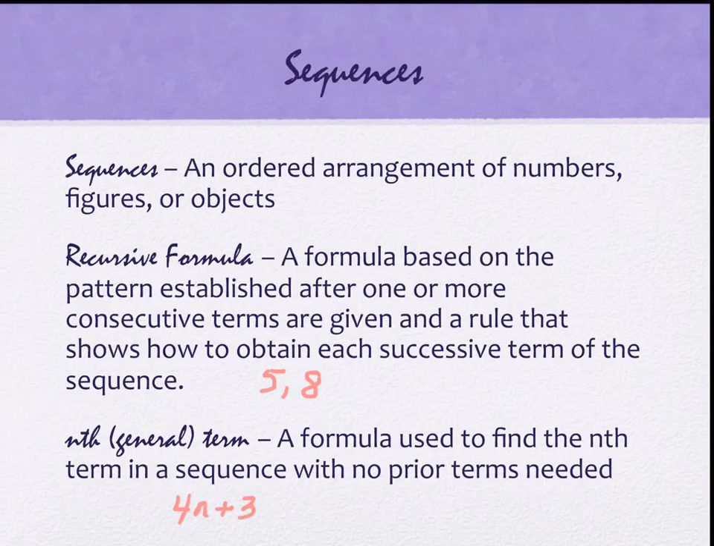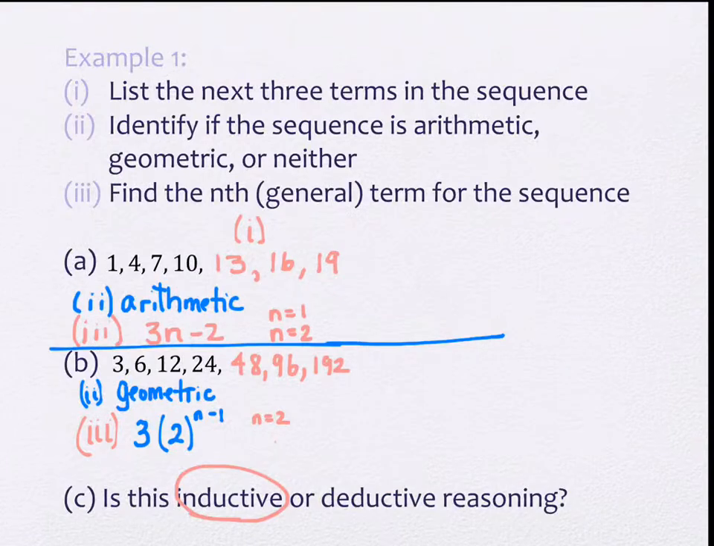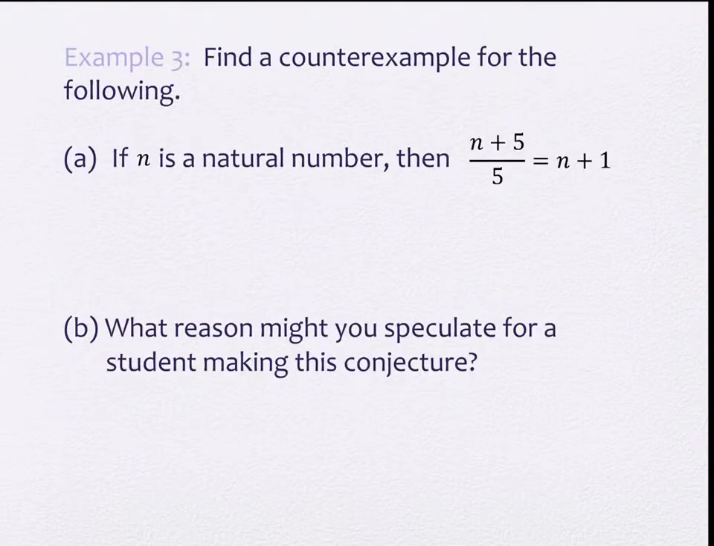So what we're going to do next is take a student's work and see if we can figure out what's going on. All right, so this is our example. A student has done the following: they've got (n plus 5) over 5 equals n plus 1.